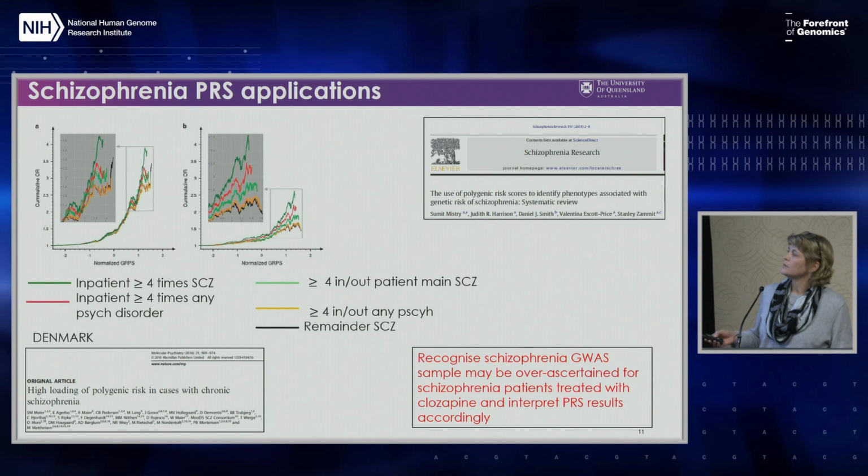But the key thing about these risk predictions is also to understand what's in the discovery sample. When people have looked at chronicity in the target sample, they need to take account of the fact that our discovery sample has actually been very highly over-ascertained for patients who are treated with clozapine and treatment resistant. And so, understanding what's in that discovery sample is also important.